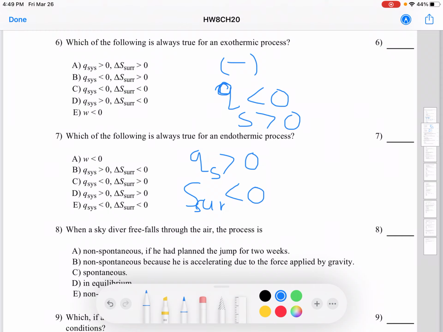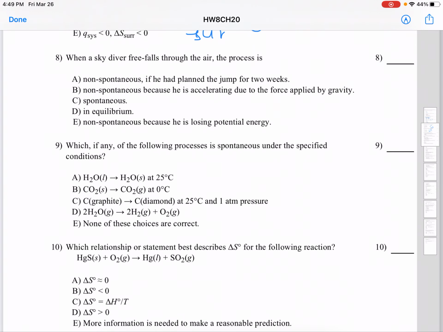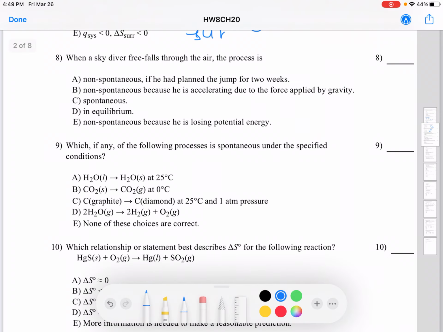Okay. Number 8. When a skydiver free falls through the air, the process is non-spontaneous, spontaneous, in equilibrium, non-spontaneous. Which one is the correct one? It is spontaneous, right? It just falls. It's spontaneous, even though it is free falling. So the correct answer is spontaneous.